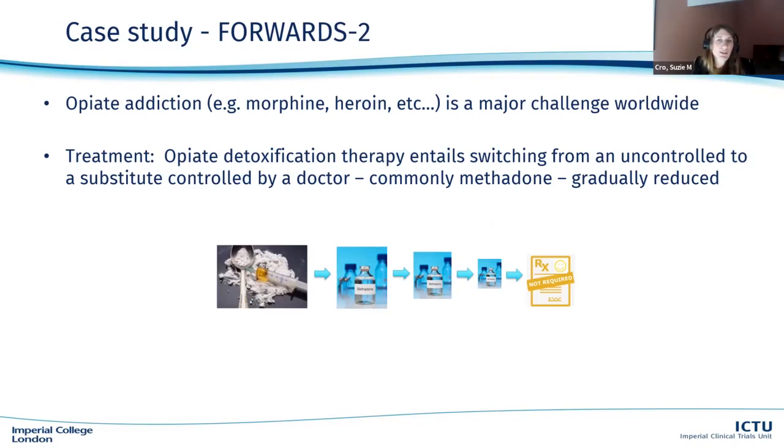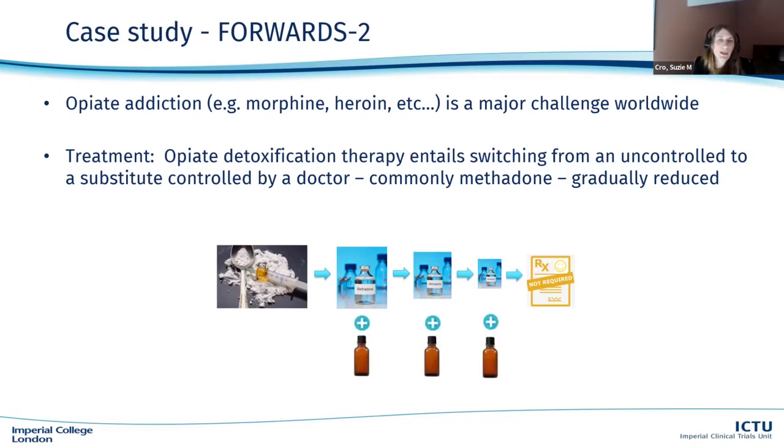Addiction to opiates such as heroin or morphine is a major challenge worldwide. Currently the only treatment option is opiate detoxification therapy. This involves switching from an uncontrolled substance to a substitute controlled by a doctor, and this is commonly methadone. Then the dose of the methadone is gradually reduced until complete abstinence is achieved. But currently, complete detoxification is not often achieved due to presence or fear of withdrawal symptoms.